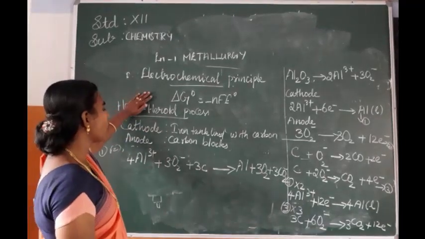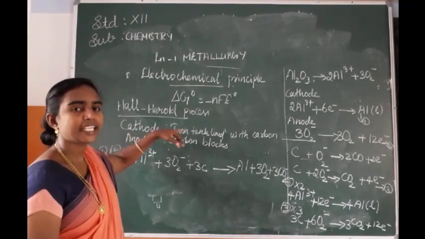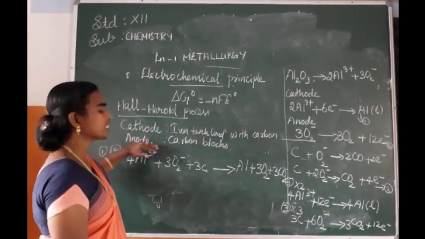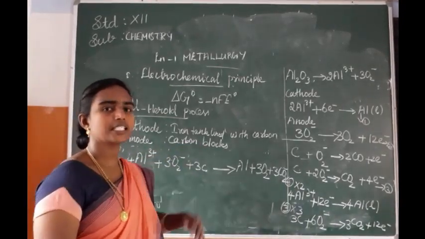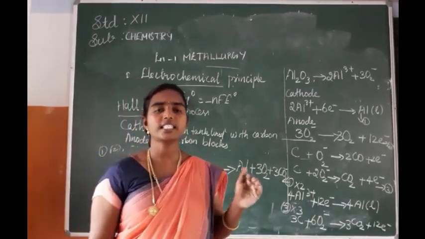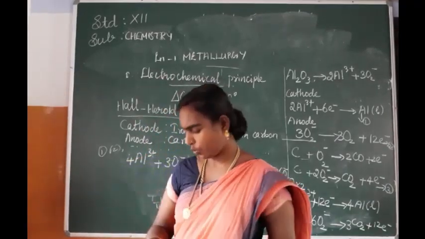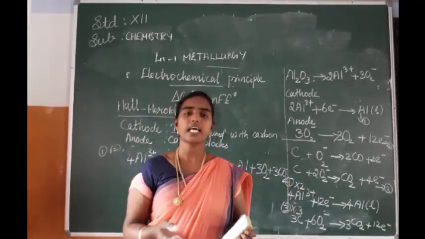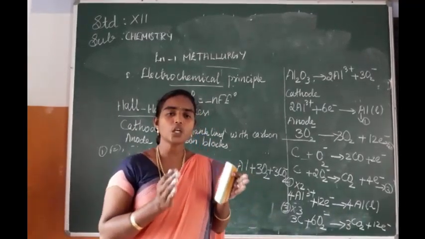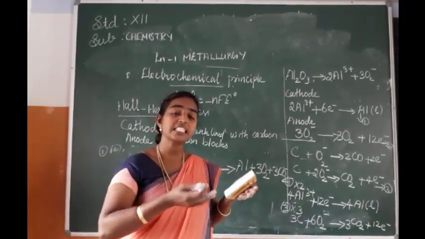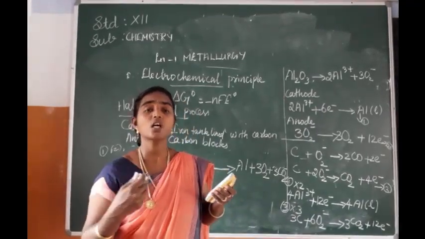So once again, Hall-Heroult process. We can take cathode as iron tank lined with carbon, anode as carbon blocks, and the electrolyte is 10% alumina and molten cryolite. Along with that we have added 10% calcium chloride. Why have we used 10% calcium chloride? To lower the melting point of the mixture. After lowering the melting point, we heat at a temperature of 1670 Kelvin.